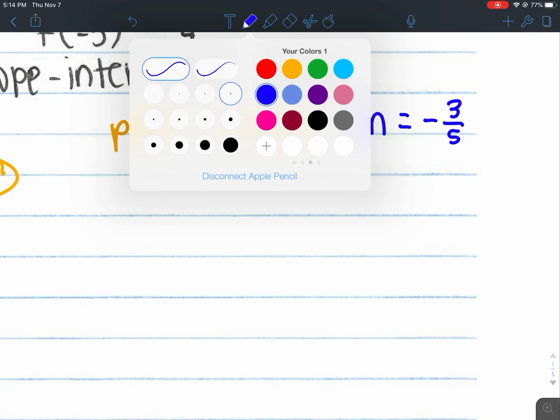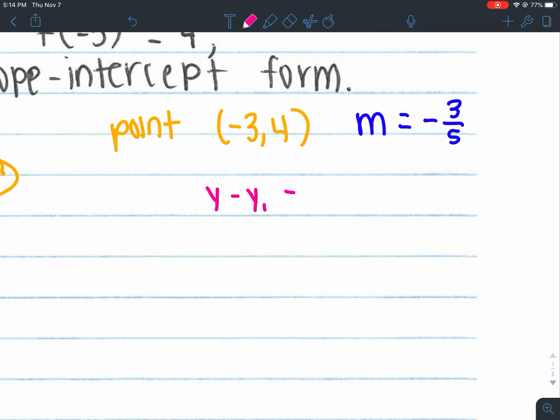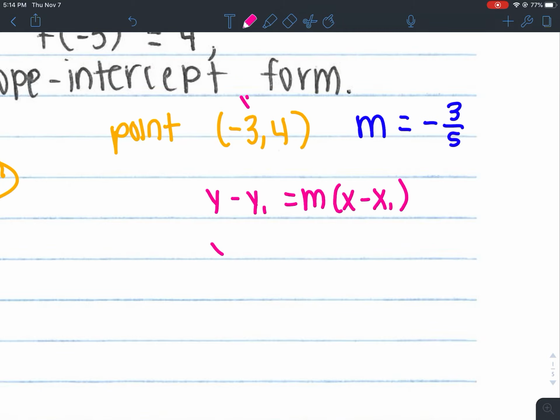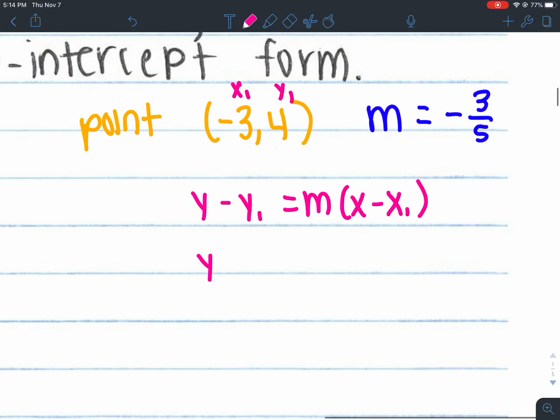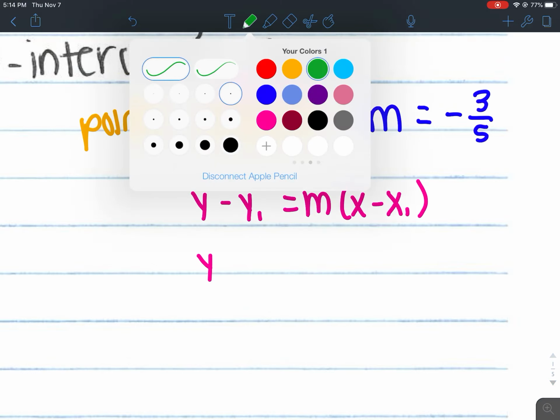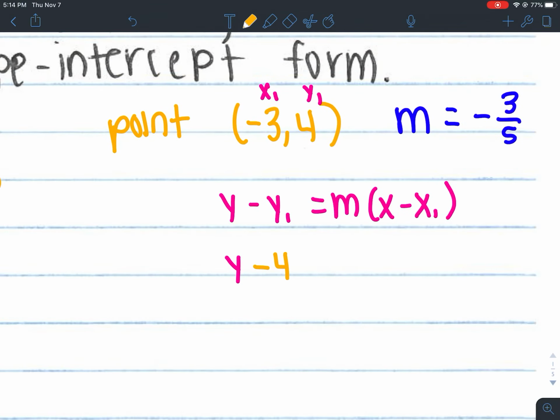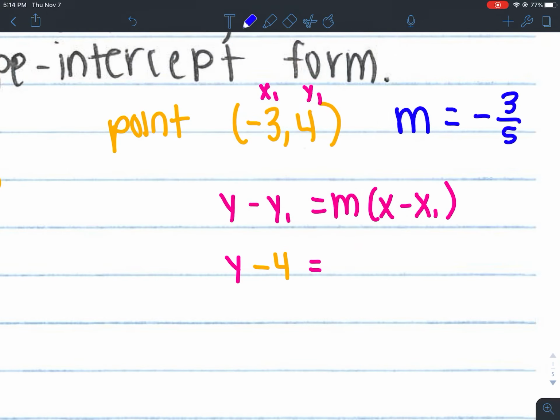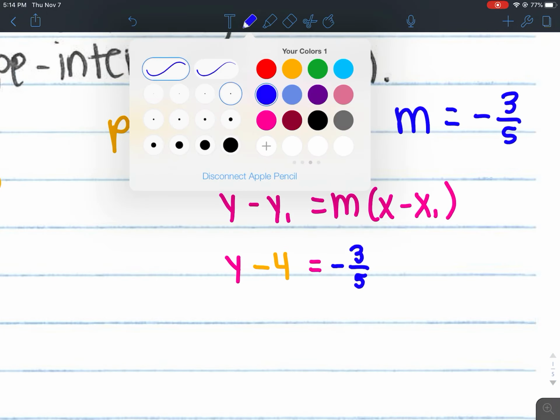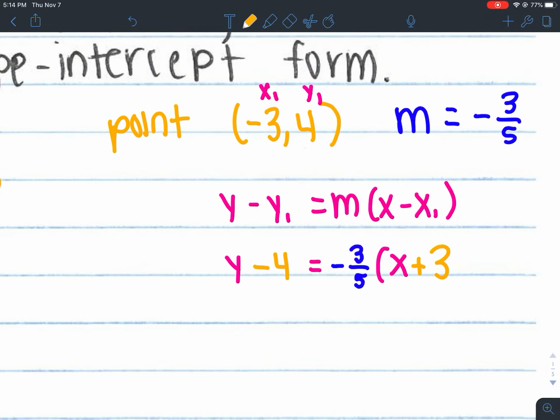Okay, so let's go ahead and write down point-slope form here. y minus y1 equals m times x minus x1. So we're going to start plugging in information, x1, y1. And it doesn't matter what point you choose, by the way. I don't know if I stated that. It doesn't matter what you pick. y minus 4 equals our slope, negative 3 over 5, times x, and then our x1 is going to be plus 3 because it's opposite signs.